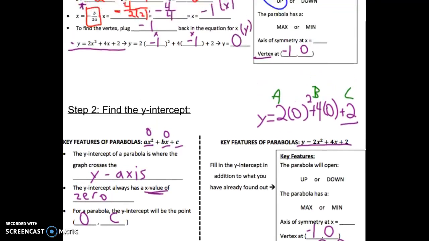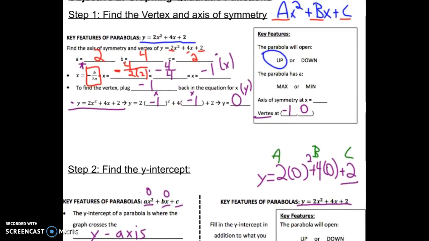Now, the final piece of information that we do know from this is that we can go ahead and fill in the last two pieces. The parabola has a max or min, meaning if it opens up, so it's going to make a smiley face, it's going to look something like this, that means that it has a minimum point. If it opens up, it always has a minimum. If it opens down, it always has a maximum.